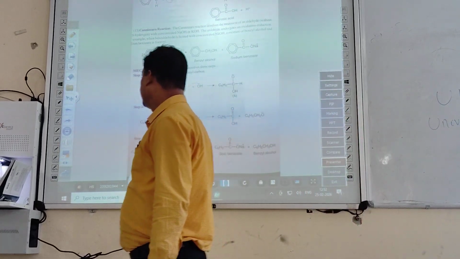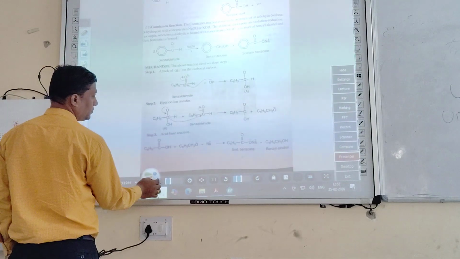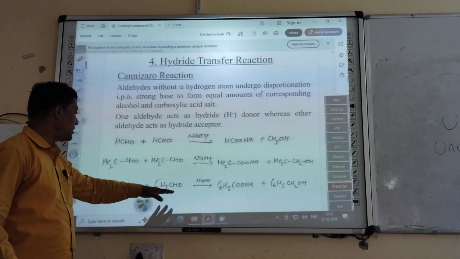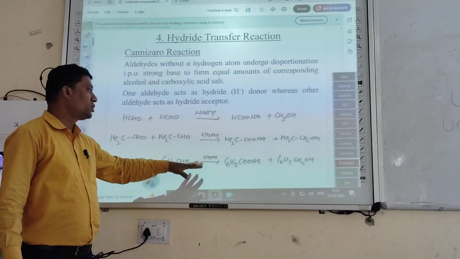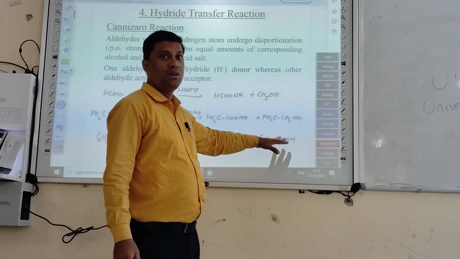Okay, is it clear? Here are the different examples. This is your benzaldehyde, another molecule of benzaldehyde, sodium benzoate, and this is an alcohol.